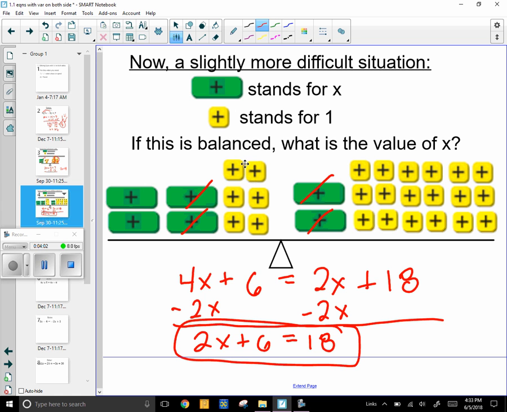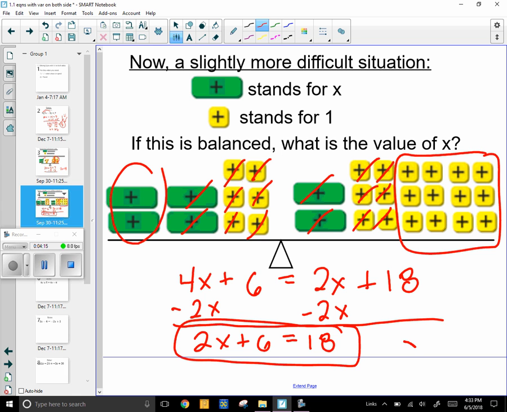Now it's pretty easy to go forward. I can just subtract 6 from both sides. We do that, and then we have 2x equals the remaining 12, and x would be equal to 6. I don't have room to show all that algebraically down here, but that's visually what's going on. So that's how the balance model works for this.